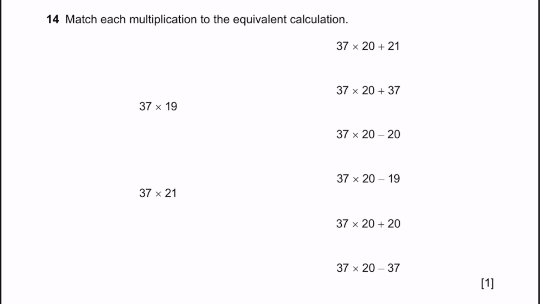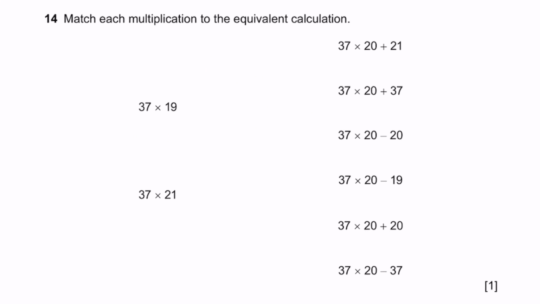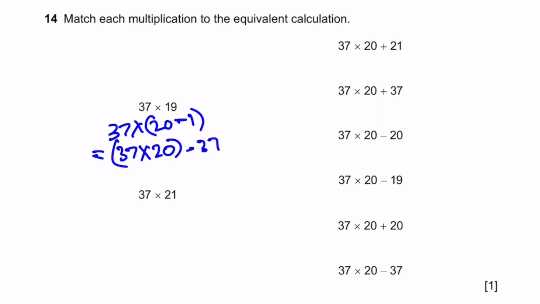Question 14. Match each multiplication to the equivalent calculation. So first we have 37 into 19. Let's see what we can write 19 as. We can write 19 as 20 minus 1. So 37 into 19 is equal to 37 into (20 minus 1). And now by multiplying out our brackets, we get 37 into 20 minus 37. Do we have an option like this? Yes, it's all the way down there. Now we can simply draw a line for that.